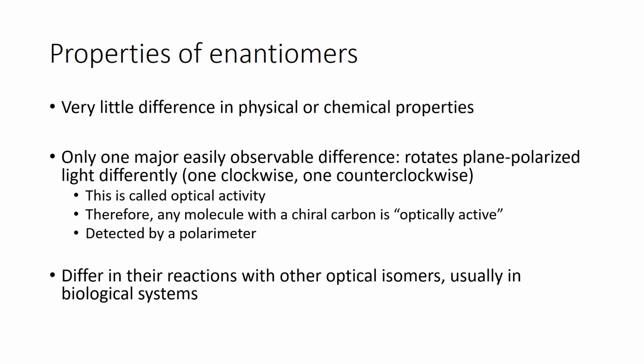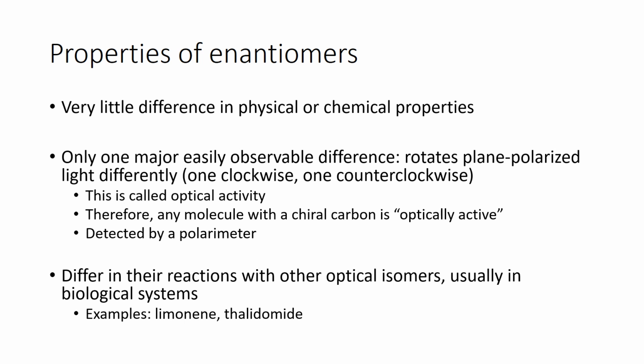Now, enantiomers, although in a lab it would be really hard for us to tell the difference between them, they do differ in their reactions with other optical isomers. So a lot of times this is in biological systems. So a good example of this is limonene. There are 2 optical isomers of limonene. One is found in lemons and oranges, and it has that citrusy kind of smell. The other is found in pine needles and has a very different smell. They're very distinguishable. They're not similar at all, really.